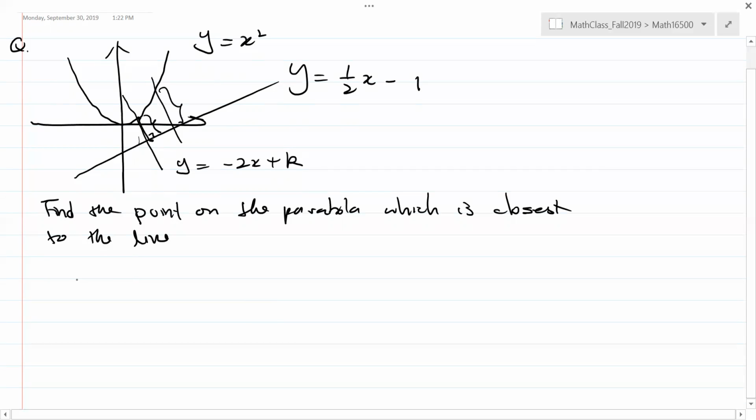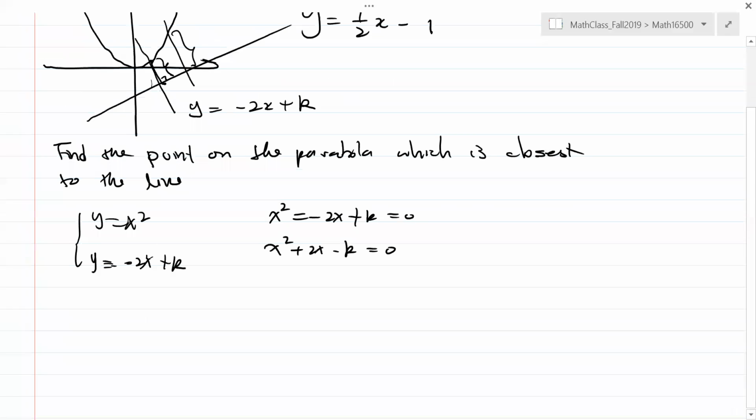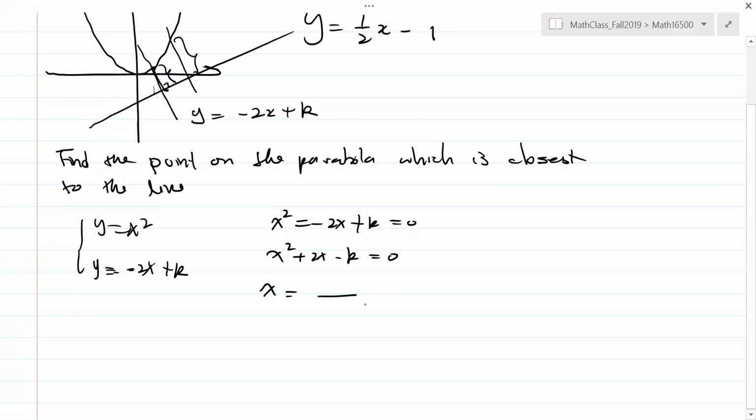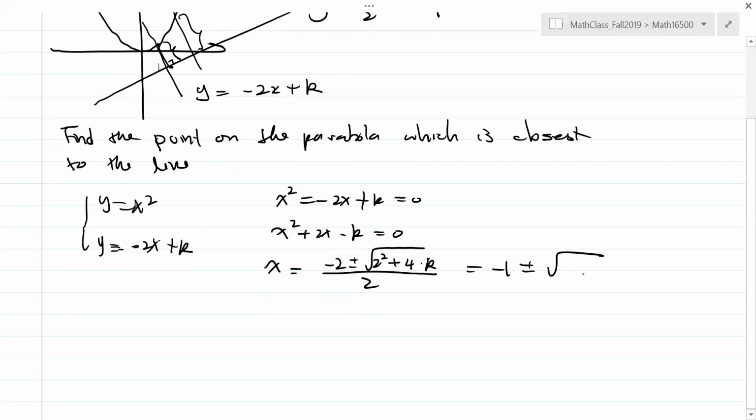So let's find the two intersection points. y equals x squared, y equals negative 2x plus k. You should get two solutions. x squared equals negative 2x plus k, so x squared plus 2x minus k equals 0. So you get two x values. x is going to be negative b plus or minus the square root of b squared minus 4ac, so plus 4k. After you simplify, it's going to be negative 1 plus or minus the square root of 1 plus k. So we have to choose a point x1, it's negative 1 plus the square root of 1 plus k.